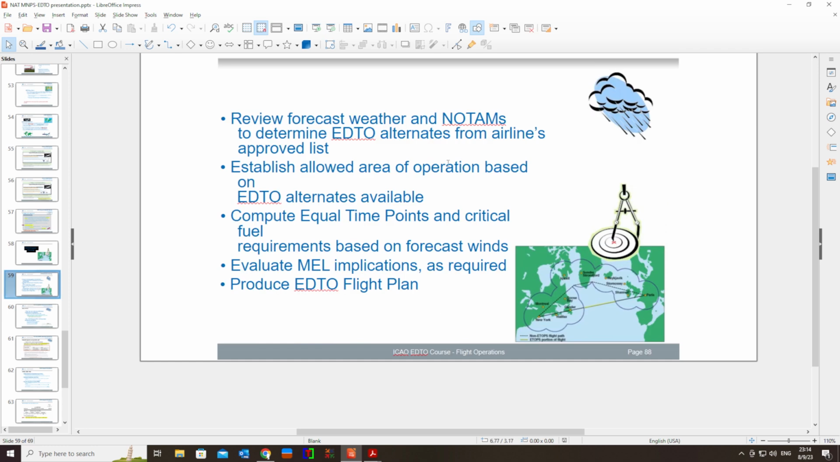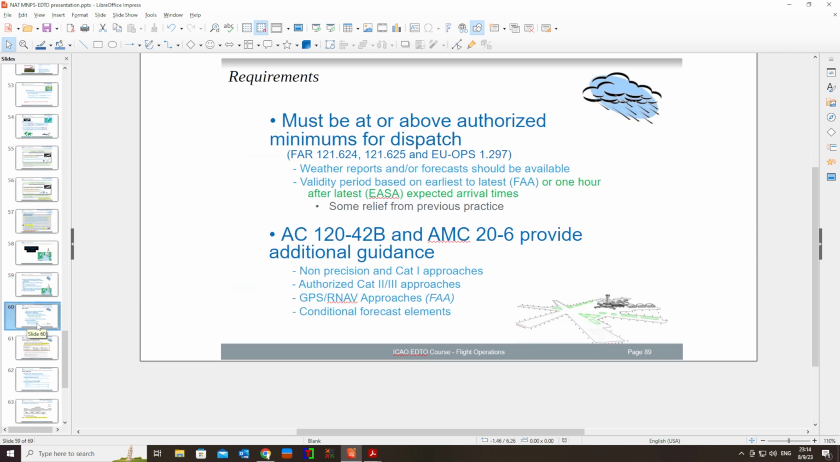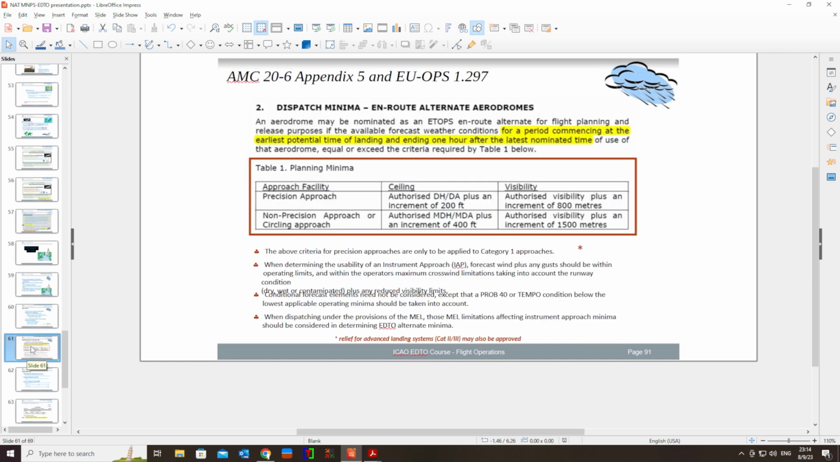As we already mentioned, NOTAMs, MEL list. We need to make sure that the aircraft doesn't have any major issues, that we will have any penalties, fuel penalties or altitude penalties while trying to cross the Atlantic.